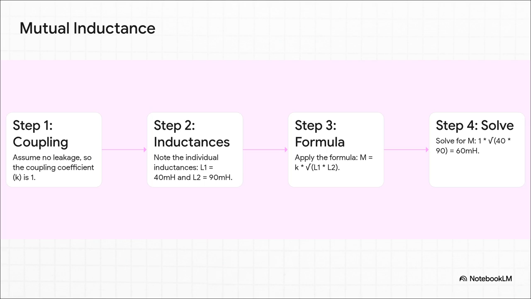The exam shows us the math, but don't get bogged down in it. The key idea is this. One coil's magnetic field can actually create a current in a totally separate coil without them even touching. I mean, that's the magic behind wireless phone chargers and the transformers that power our entire grid.